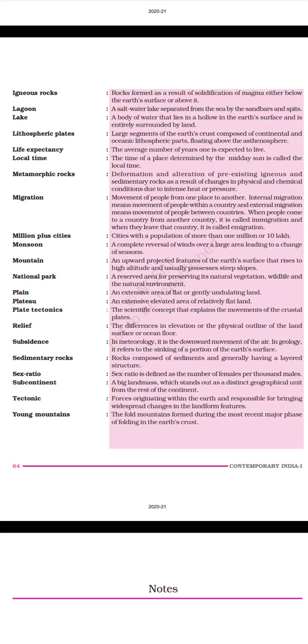Subcontinent, a big landmass which stands out as a distinct geographical unit from the rest of the continent. Tectonic forces, originating within the earth and responsible for bringing widespread changes in the landform features. Young mountains, the fold mountains formed during the most recent major phase of folding in the Earth's crust.